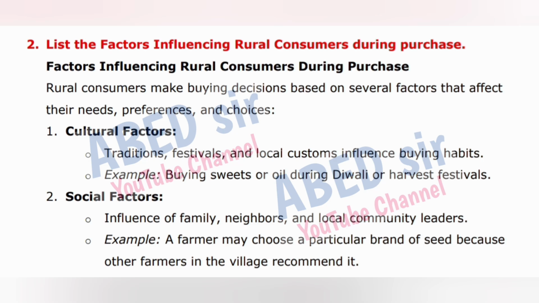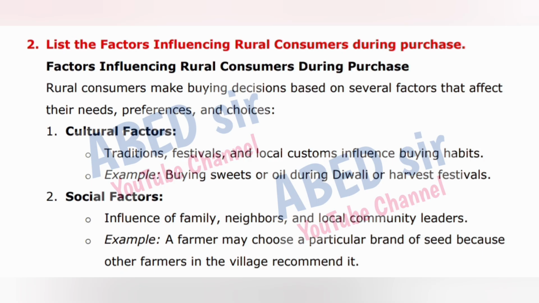Next important short question is: 2. List the factors influencing rural consumers during purchase. Rural consumers make buying decisions based on several factors that affect their needs, preferences, and choices. 1. Cultural factors. Traditions, festivals, and local customs influence buying habits. Example: buying sweets or oil during Diwali or harvest festivals.